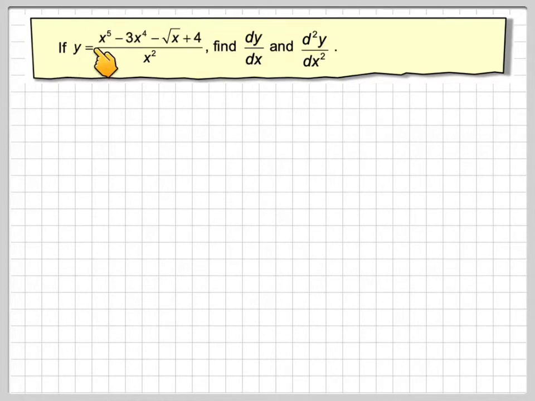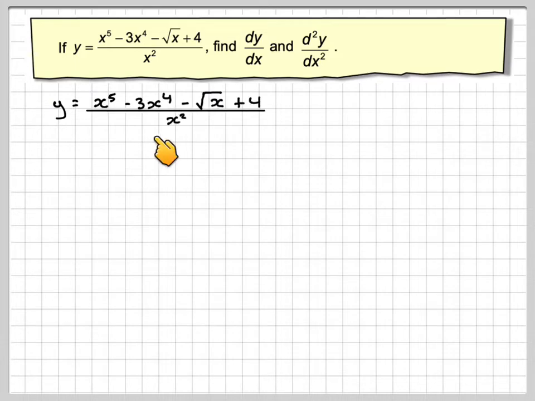If y is equal to x to the 5 minus 3x to the 4th minus the square root of x plus 4 over x squared, find dy by dx, which is the first derivative, and find the second derivative as well. Okay, so we've got y is equal to x to the 5 minus 3x to the 4th minus the square root of x plus 4 over x squared.